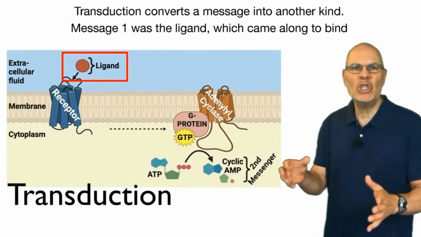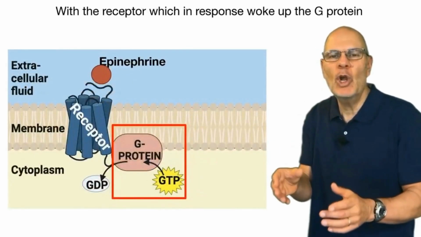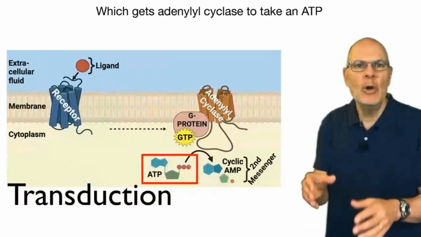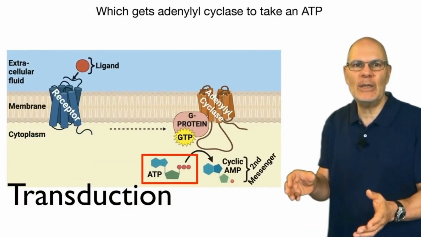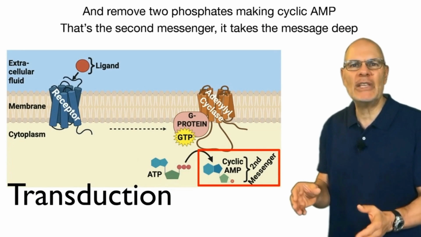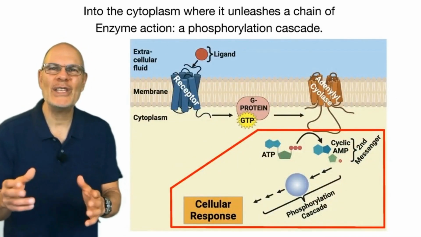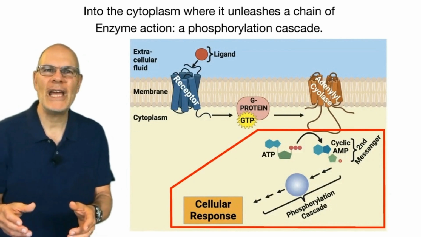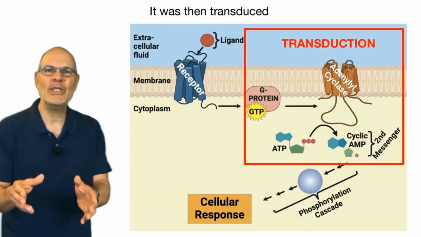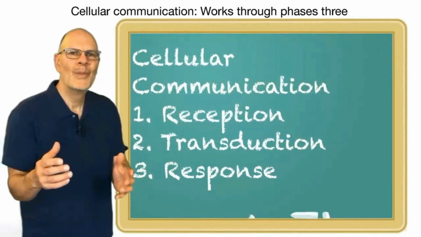Transduction converts a message into another kind. Message 1 was a ligand, which came along to bind with the receptor, which in response woke up the G protein, which gets adenyl cyclase to take an ATP and remove 2 phosphates, making cyclic AMP. That's the second messenger. It takes a message deep into the cytoplasm, where it unleashes a chain of enzyme action, a phosphorylation cascade. The message was received, it was then transduced. Next we'll see how cellular response gets produced.